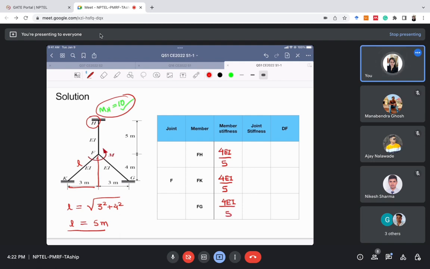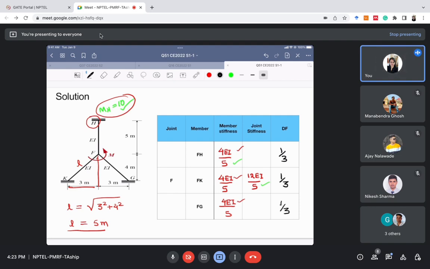The joint stiffness will be the sum of all the member stiffnesses, so joint stiffness will be equal to 12EI by 5. The distribution factor for member FH will be the stiffness of member FH divided by the joint stiffness. So 4EI by 5 divided by 12EI by 5 is equal to 1 by 3. Similarly, for member FK, 4EI by 5 divided by 12EI by 5 is also 1 by 3. Similarly, for member FG, the distribution factor will be 1 by 3.